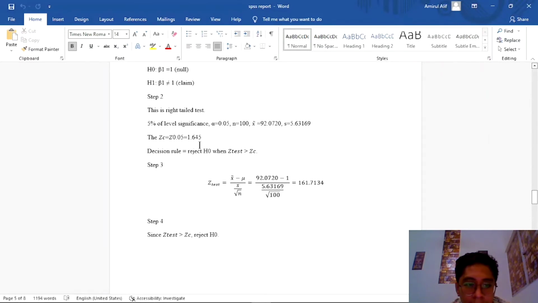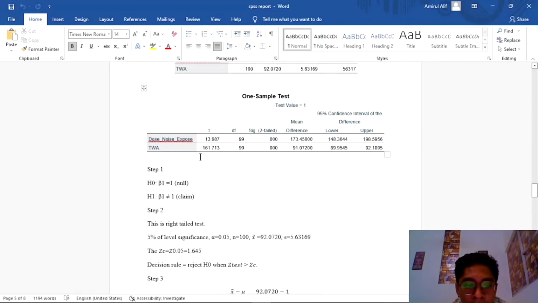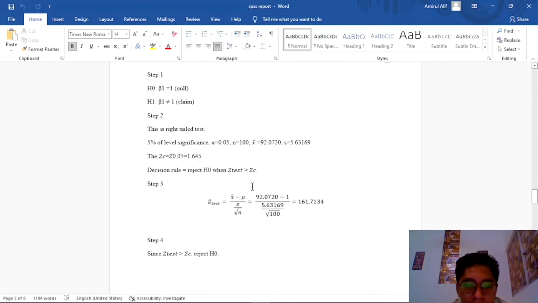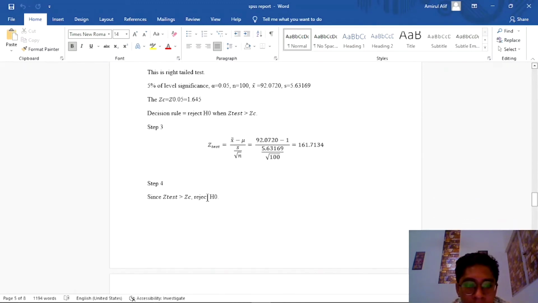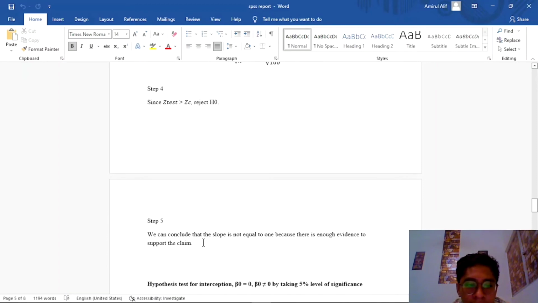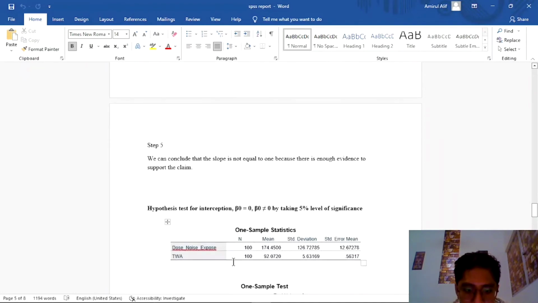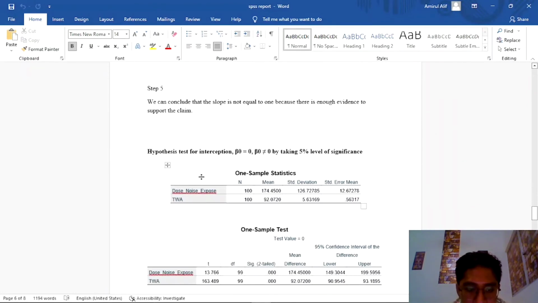Okay, for the Z critical is 1.645 and this is the formula. We get the value 161.7134 and we can see that in the SPSS the value is the same, so we reject the null hypothesis because the value is more than Z critical. We can conclude that the slope is not equal to 1 because there is enough evidence to support the claim.